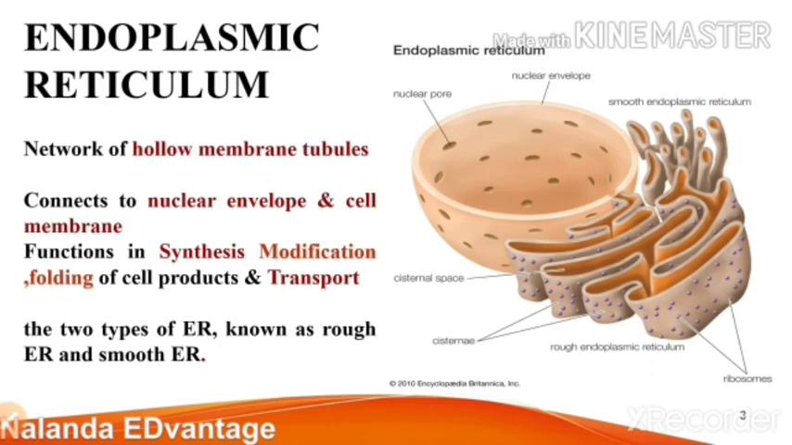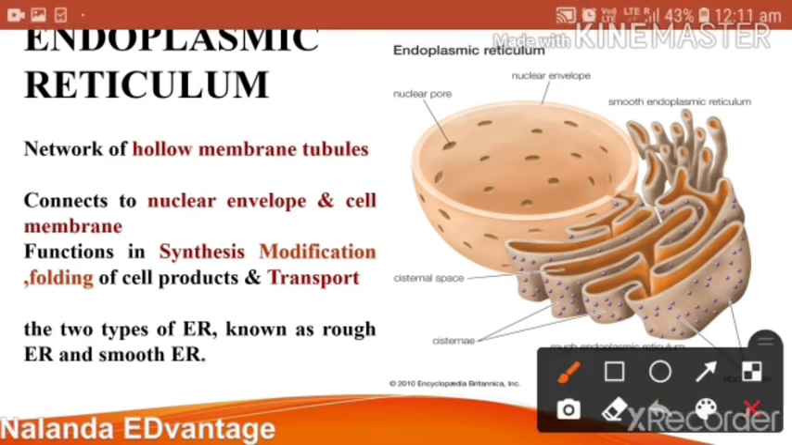This ER, or endoplasmic reticulum, is a network of hollow membrane tubules. As you can see here, these tubes connect to the nuclear envelope and the cell membrane. The major function of the endoplasmic reticulum is to function in the synthesis, modification, and folding of the cell products, and thereby transporting them to their respective locations. There are two types of ER, which are known as rough ER and smooth ER.